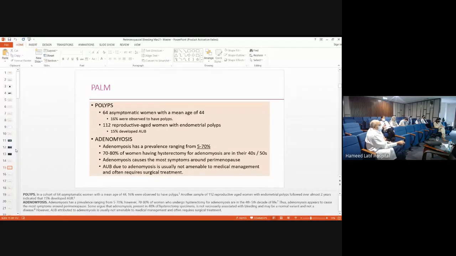And in reproductive age women with endometrial polyps, if you take all of those women who have endometrial polyps, only 15% develop abnormal uterine bleeding. Not all endometrial polyps will have abnormal uterine bleeding. There will be silent asymptomatic ones, and only 15%. So this is important to remember about polyps.